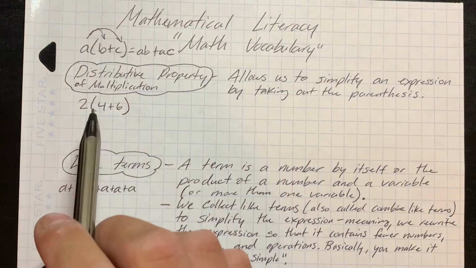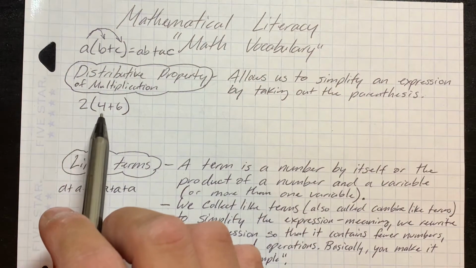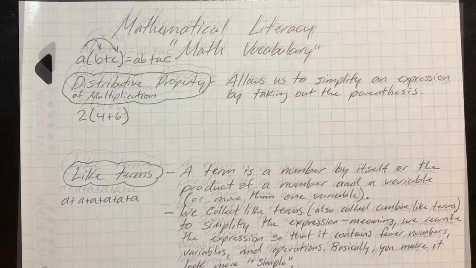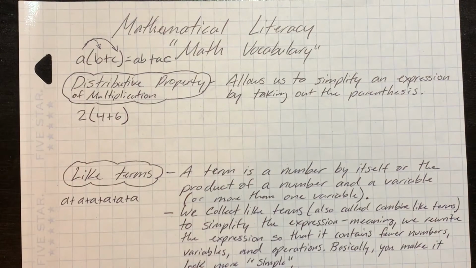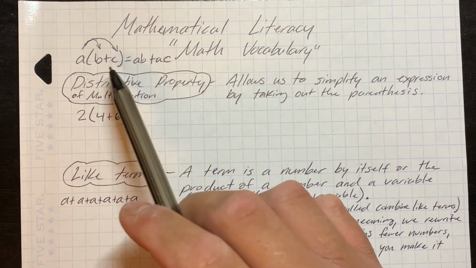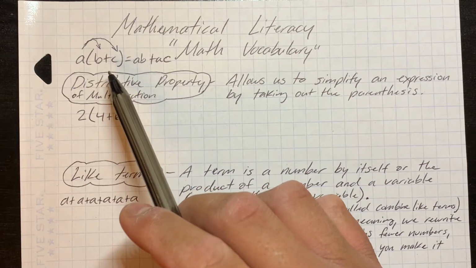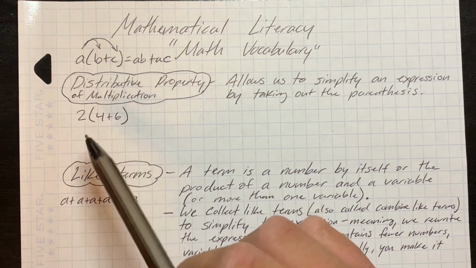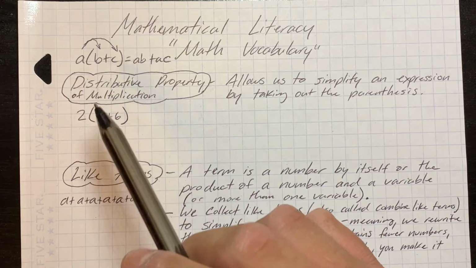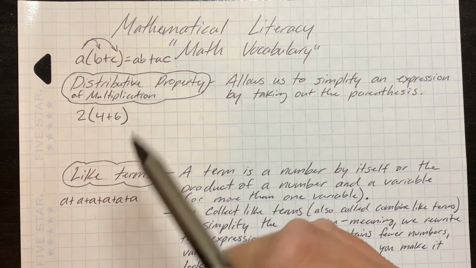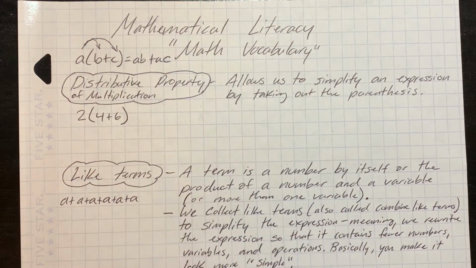So we have an example down here. We have 2 times 4 plus 6. So all we're going to do is add two numbers inside the parentheses, but then we're going to multiply that sum by a number outside the parentheses. And that's going to equal basically first multiplying the number outside the parentheses. And here's what I mean.